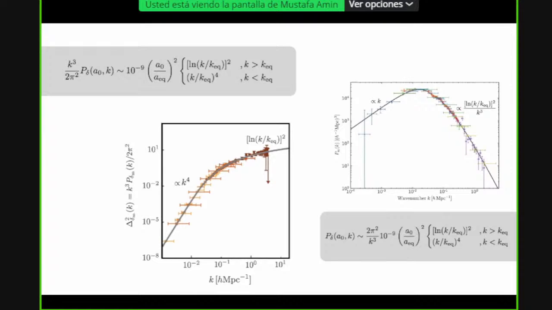Why am I also showing you this plot here? Because it's common not just to plot k cubed P_delta, but often people just plot P of delta. So you just divide this whole thing by k cubed. So now you get k and log of k divided by k cubed.